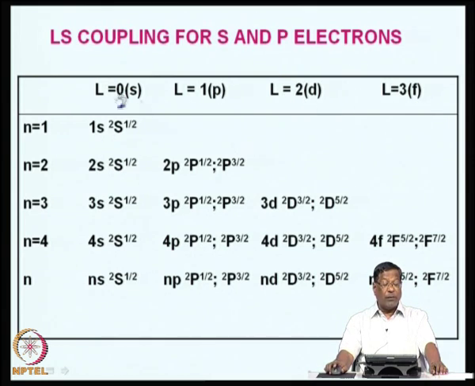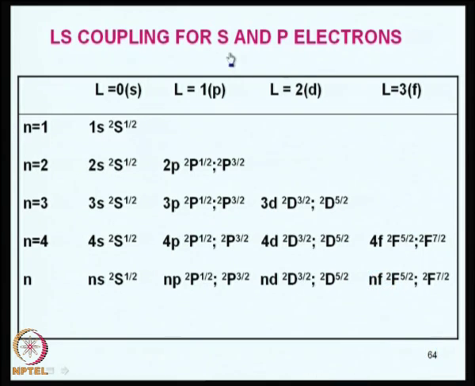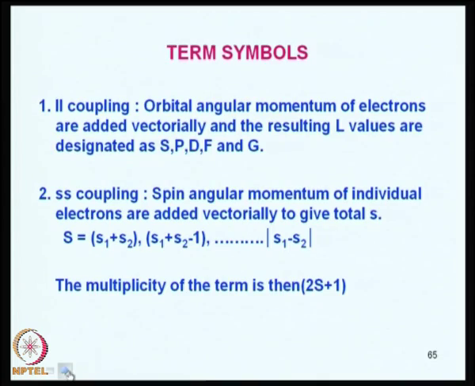So, for each of these we get 1S 1/2, and then 2P 3/2, 2P 1/2, and then 3D 3/2, 3D 5/2, in addition to all other previous numbers. So, the number of lines keep on increasing due to LS coupling for S and P electrons, depending upon the principal quantum number where we decide to look for combinations of LS coupling.